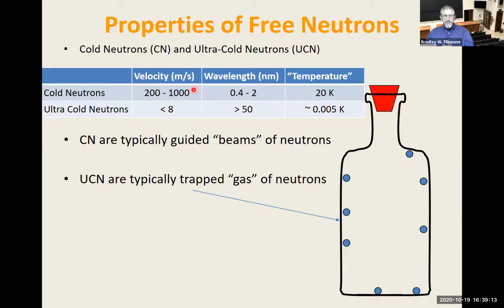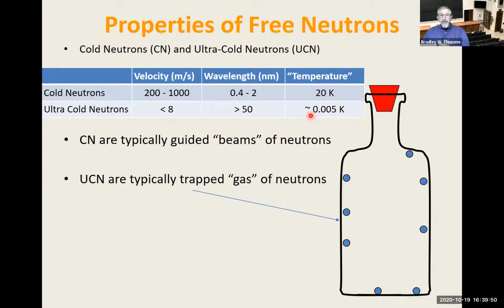Notice also the dramatic difference in the de Broglie wavelength. You're about a nanometer for cold neutrons, and you're 50 to 100 nanometers for ultra cold. The corresponding temperature: cold neutrons you can produce a fair bit with about 20 Kelvin. Going into thermal equilibrium at 20 Kelvin, you can get a decent amount. That's the corresponding velocity that is in thermal equilibrium with a 20 Kelvin moderator.